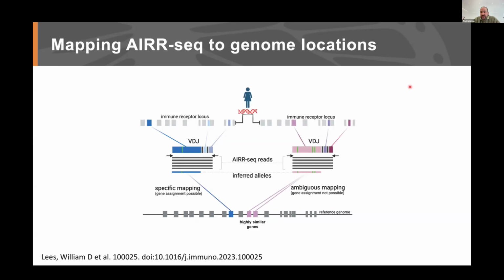However, it's complicated to map these sequences to the genome due to these regions being in short areas of the genome and being very, very similar to each other. As an example here, this is what usually would happen, that we have ambiguous mapping, because in this case, the same V region happened to be almost the same.